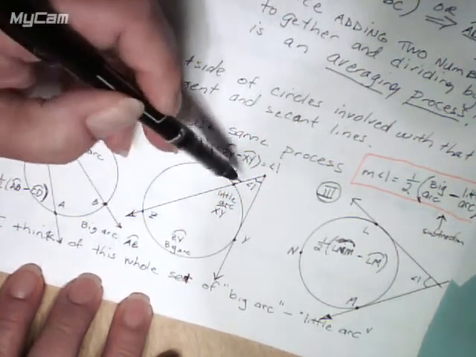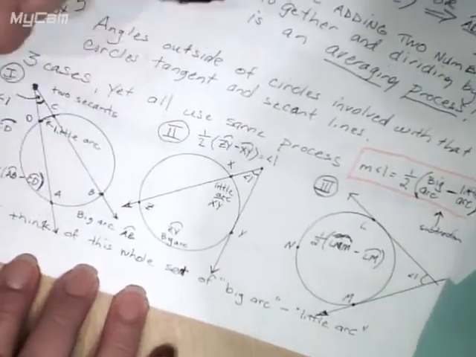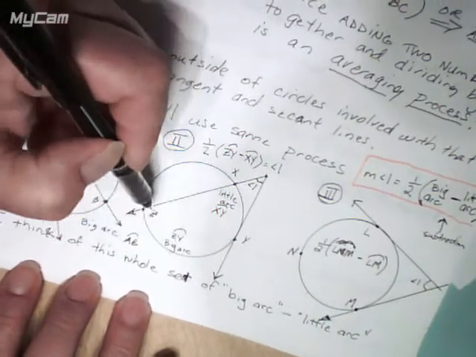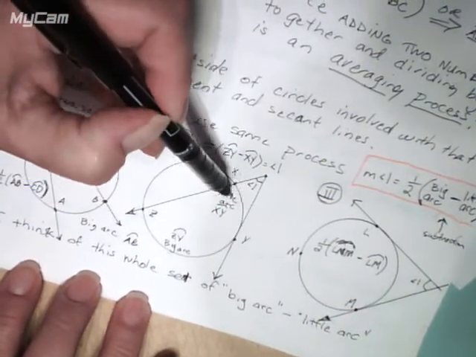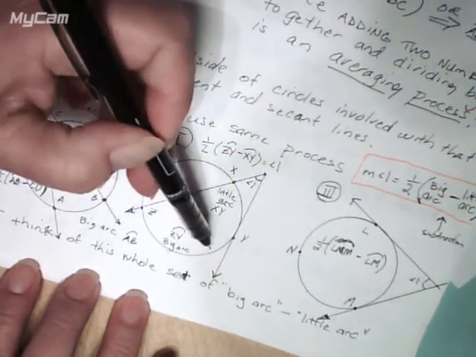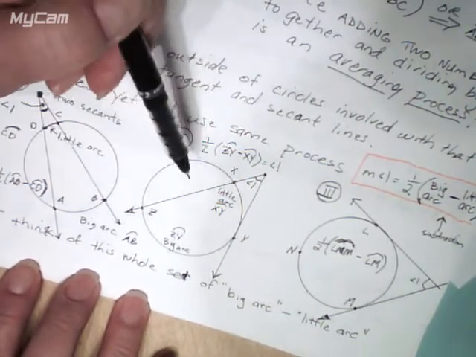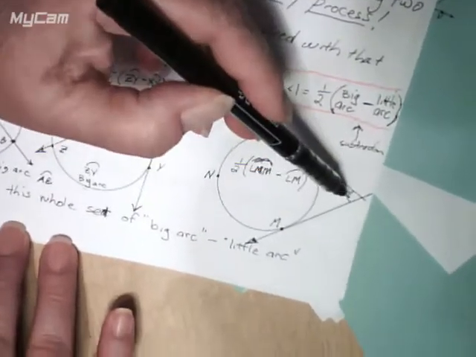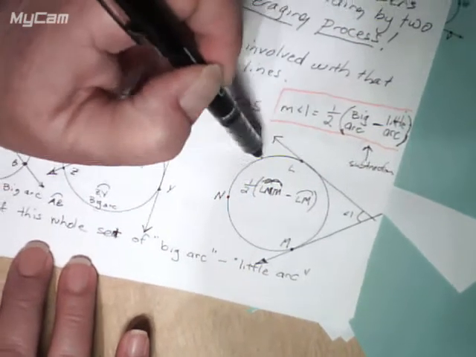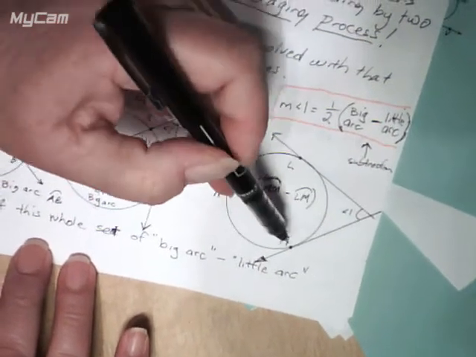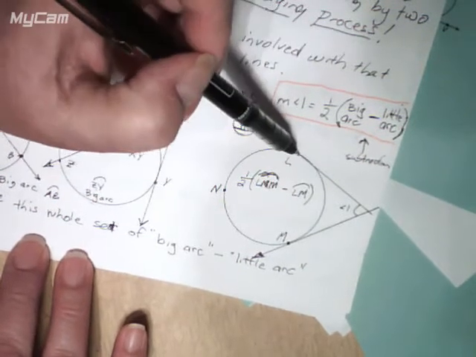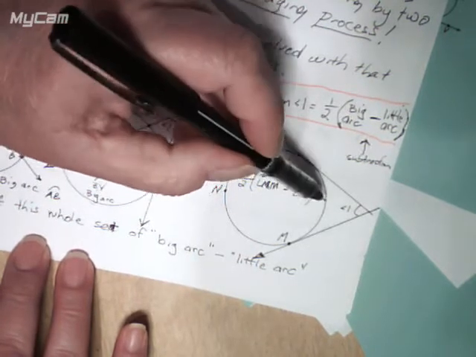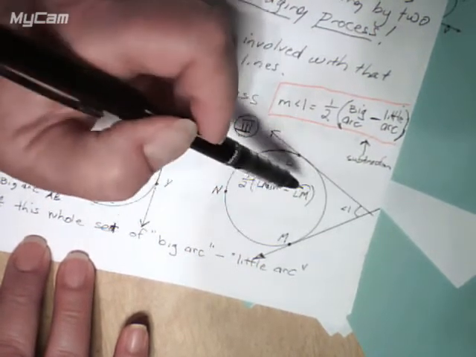In case 1, we have two secants. Case 2, we have a secant and a tangent. The big arc is right here, the little arc is right there, and again, we do 1/2 big arc minus little arc. Case 3: right here's the angle. Out here we have the big arc, L and M, and in here we have the little arc, LM. It is the exact same equation: 1/2 the big arc minus the little arc equals the measure of that angle.